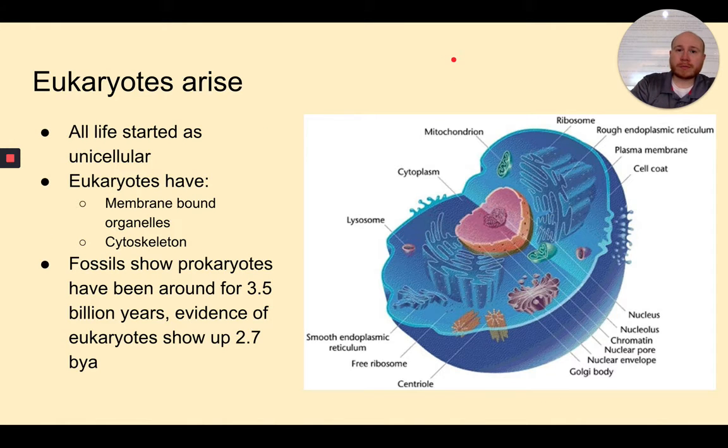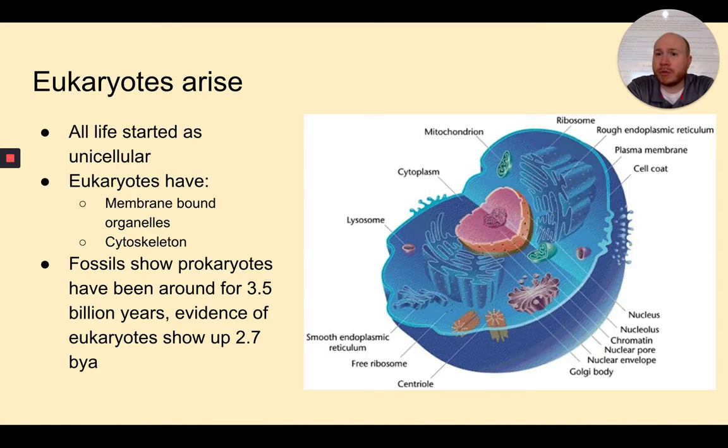So the rise of the eukaryotes. All life on the planet, as far as we can tell, started as unicellular. We have evidence for this. We have fossil records of unicellular life in some of our older rocks. To be a eukaryote, you have to have membrane-bound organelles, and you have to have a cytoskeleton. Prokaryotes don't have these things.